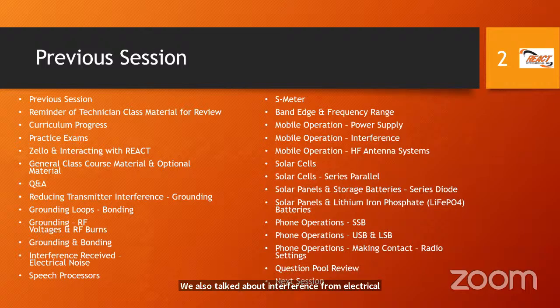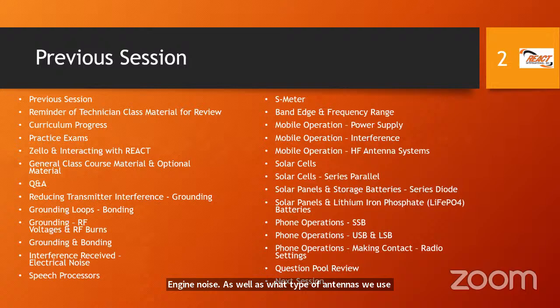We then discussed the feature of radios called speech processors. We also discussed the S meter. And then we went on to talk about what is a band edge or band edges and the frequency range. We also talked about mobile operations and specifically the power supply that we use. We talked about some challenges in mobile operations, such as interference from vehicles, engine noise, as well as what type of antennas we use for HF mobile operations.